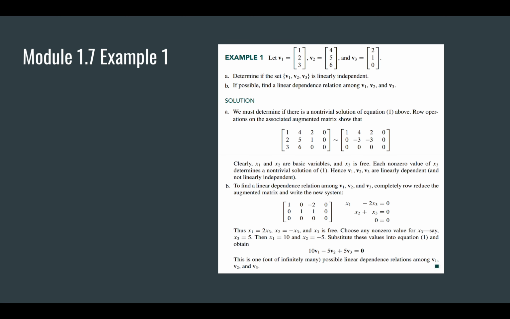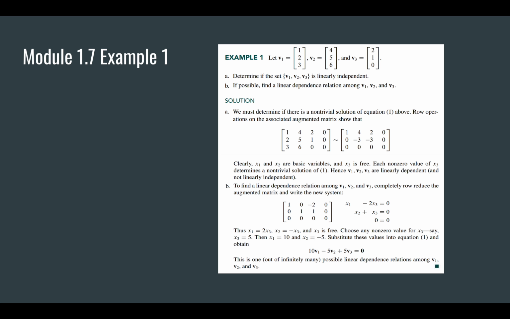So here is example 1 from module 1.7 in the textbook. Let v1 equal 1, 2, 3, v2 equal 4, 5, 6, and v3 equal 2, 1, 0. So we'll look at this basic example. Question A is determining if the set v1, v2, v3 is linearly independent or not. And as you can see in the solution, we must determine if there's a non-trivial solution of equation 1 above.